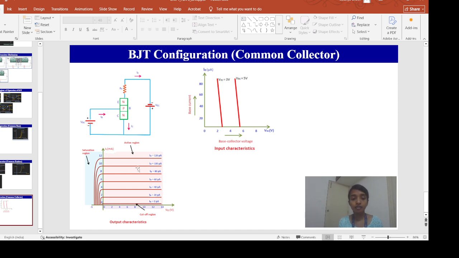Here in the active region we are getting linear and equispaced graphs of IE. So this region is my active region. The region below IB equals 0 is called the cutoff region, and the region to the left of VEC equals 0 is my saturation region, as the current is exponentially increasing towards VEC equals 0. This common collector configuration is used for impedance matching. It offers very high input impedance and very low output impedance.